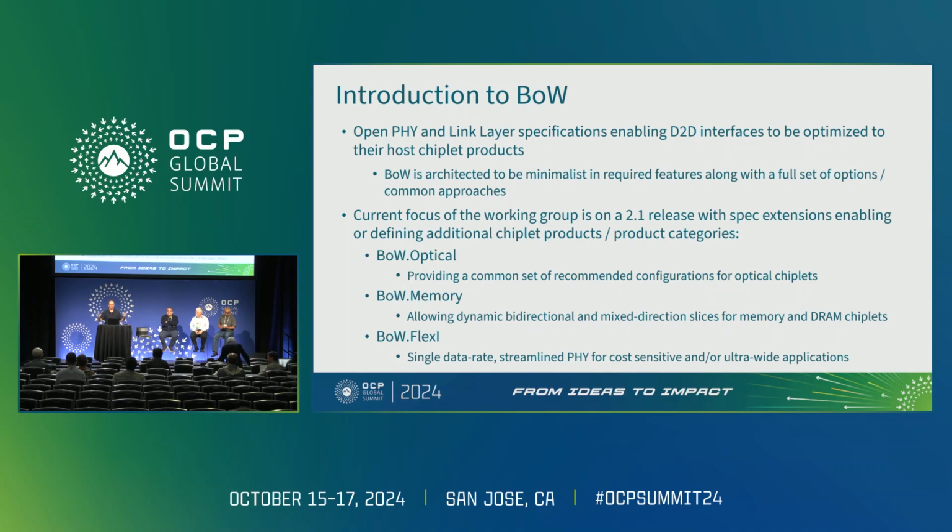So for that reason, Bunch of Wires is architected to be minimalist in the set of required features, but with a large set of options and common approaches that you can adopt, again, to tailor to the specific end market that you're working on. So the current focus that we have inside of the working group is on this 2.1 release, where there are essentially 3 spec extensions that we're doing that are specifically trying to enable new and additional types of chiplet products or product categories.